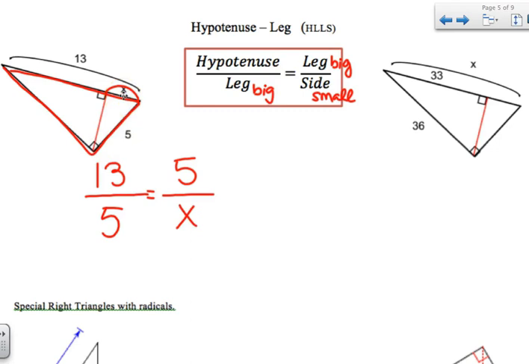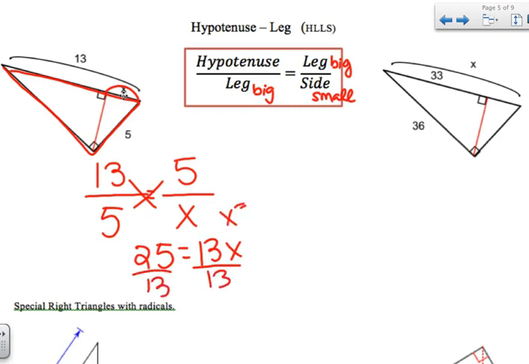Okay. Now again, I know this is hard. It's going to take some practice, and we will get plenty of it. But you will get 25 equals 13x. Divide by 13, and you should get 1.9. Okay. All right. Let's take a look at this top right one.